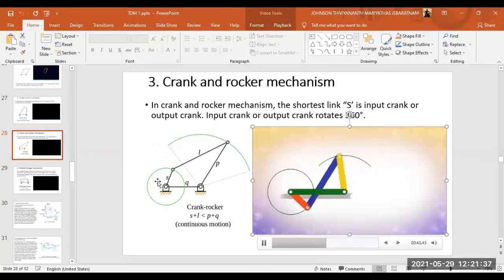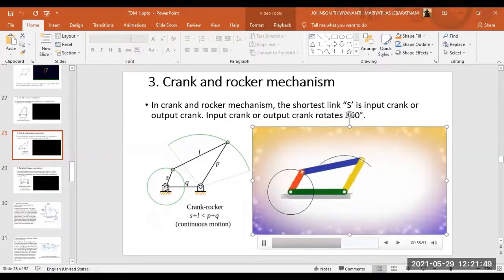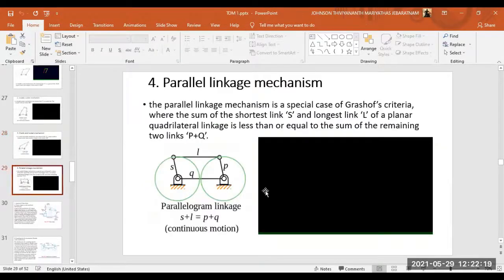Right? So here is the input S, and this is the output, that is P. Right? The position of the other three links does not affect the nature of the mechanism. Right? So either Q or this can be Q, doesn't matter. S is the shortest and L is the longest. Right? And here you have the other two links. Right? So the condition here is that the shortest link S plus the longest link L should be less than P and Q, the other two links. Right? So for the crank and rocker mechanism, S plus L should be less than P plus Q.